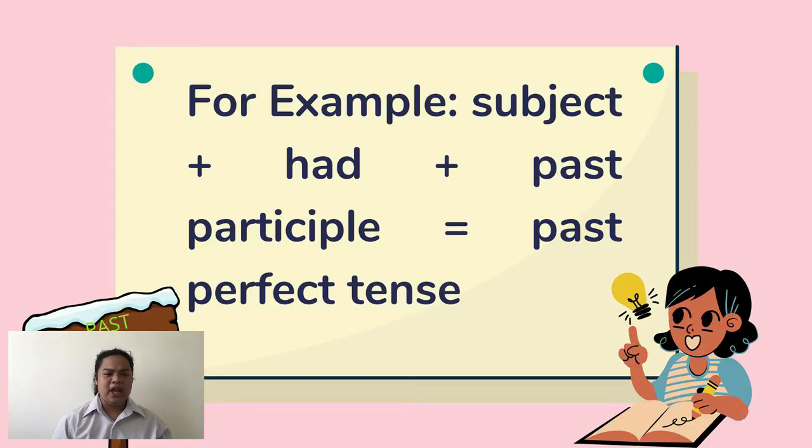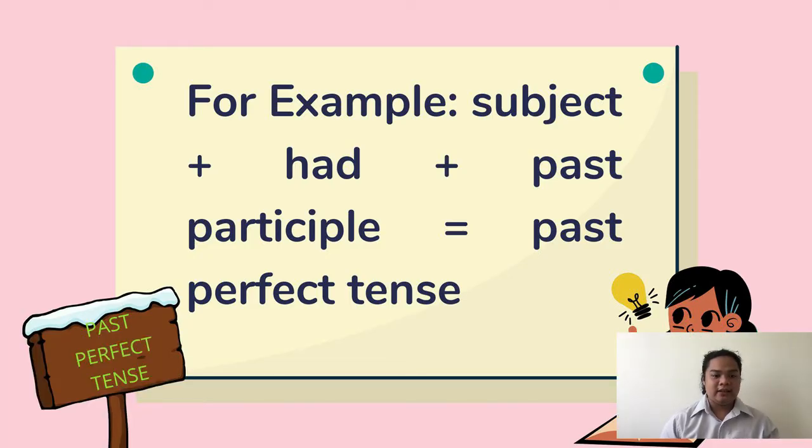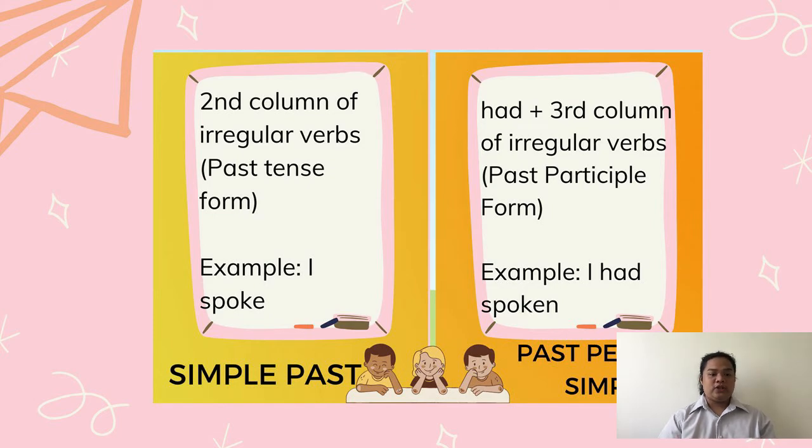So the had and the participle of the verb is had finished. So for example, subject plus had plus past participle equals past perfect tense. So we can say that a sentence is in the past perfect tense if it has a subject, had, and a past participle. So as you can see in column A, which is indicated as the simple past, the second column of irregular verbs are the past tense forms.